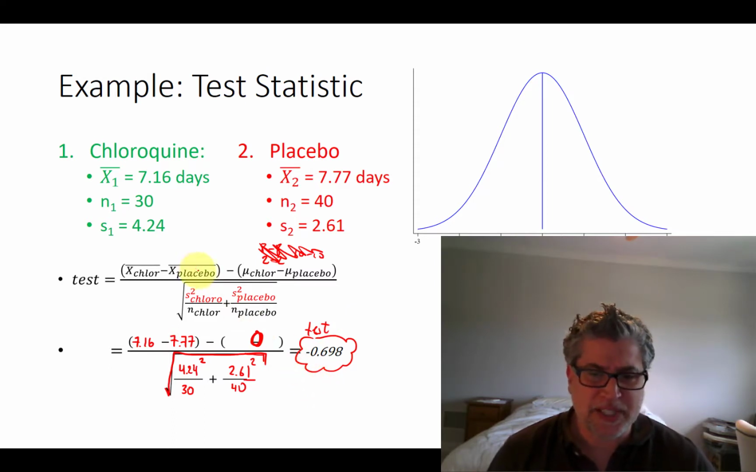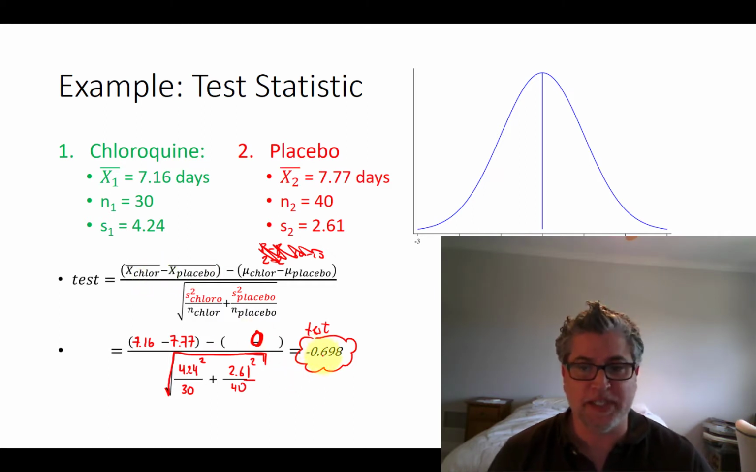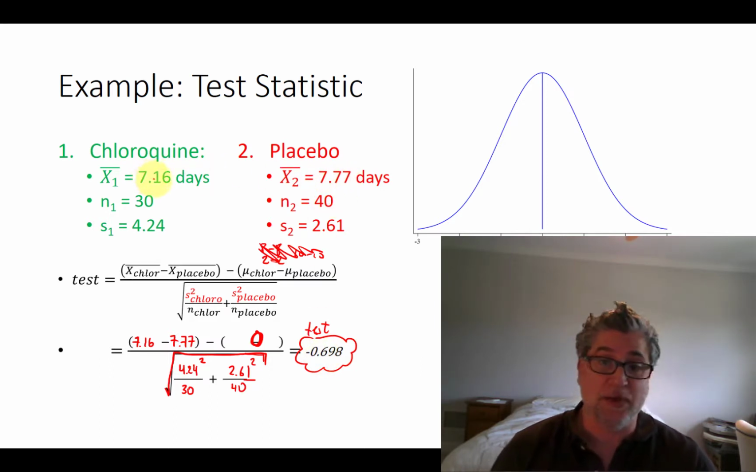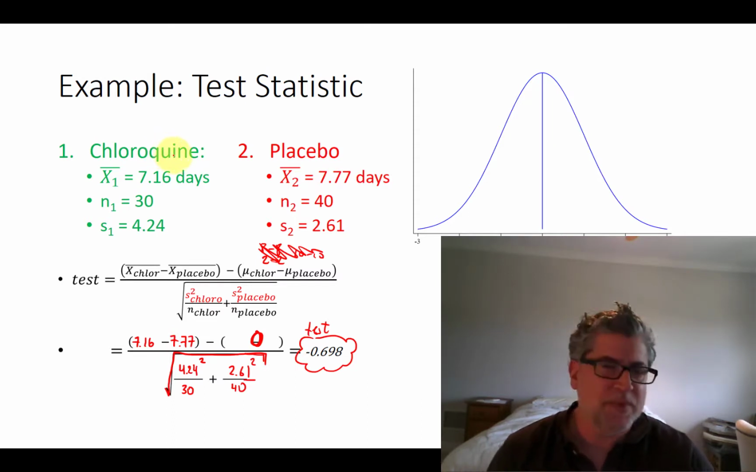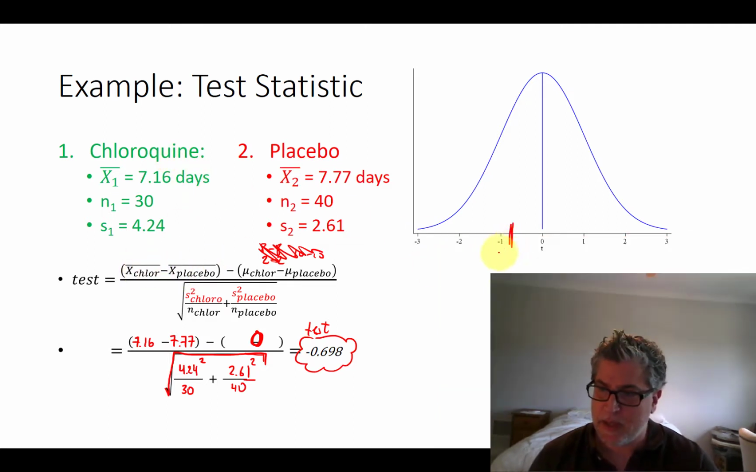Now what if I had done placebo minus chloroquine? Well, then I would get a positive 0.698, because I'd be taking 7.77 minus 7.16, so I wouldn't be getting that negative sign anymore. So if you set up your hypothesis with one minus the other, but your statistical software does the other minus this, just change the sign from positive to negative or vice versa. It's really straightforward. In our case, we're doing chloroquine minus placebo, negative 0.698 for our test statistic.